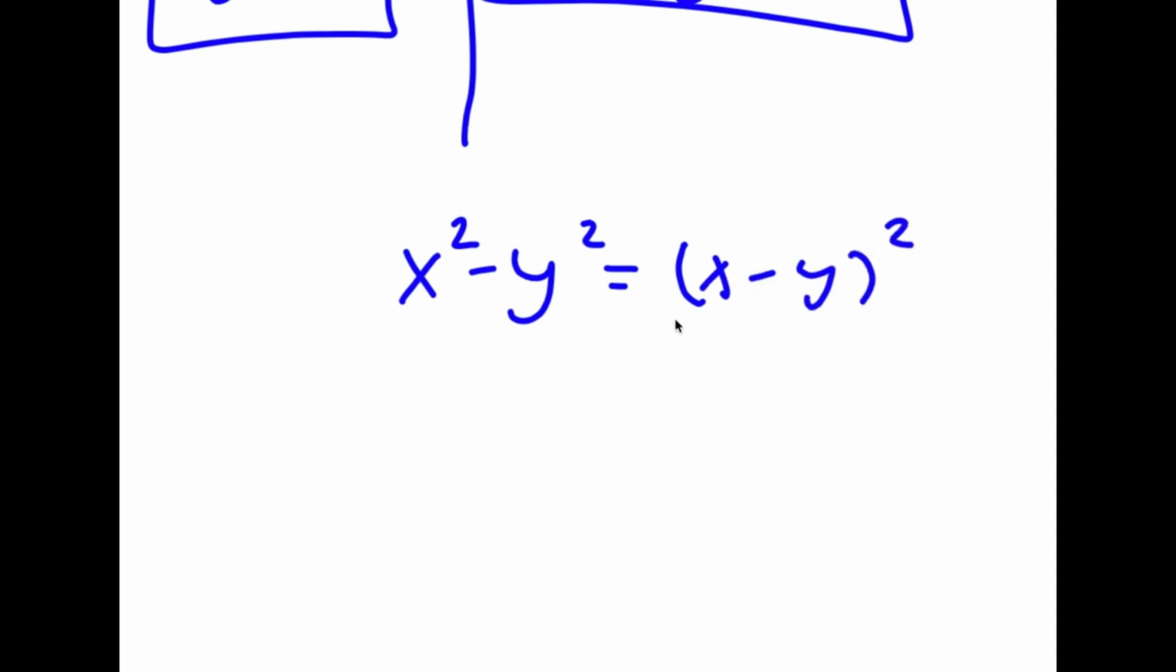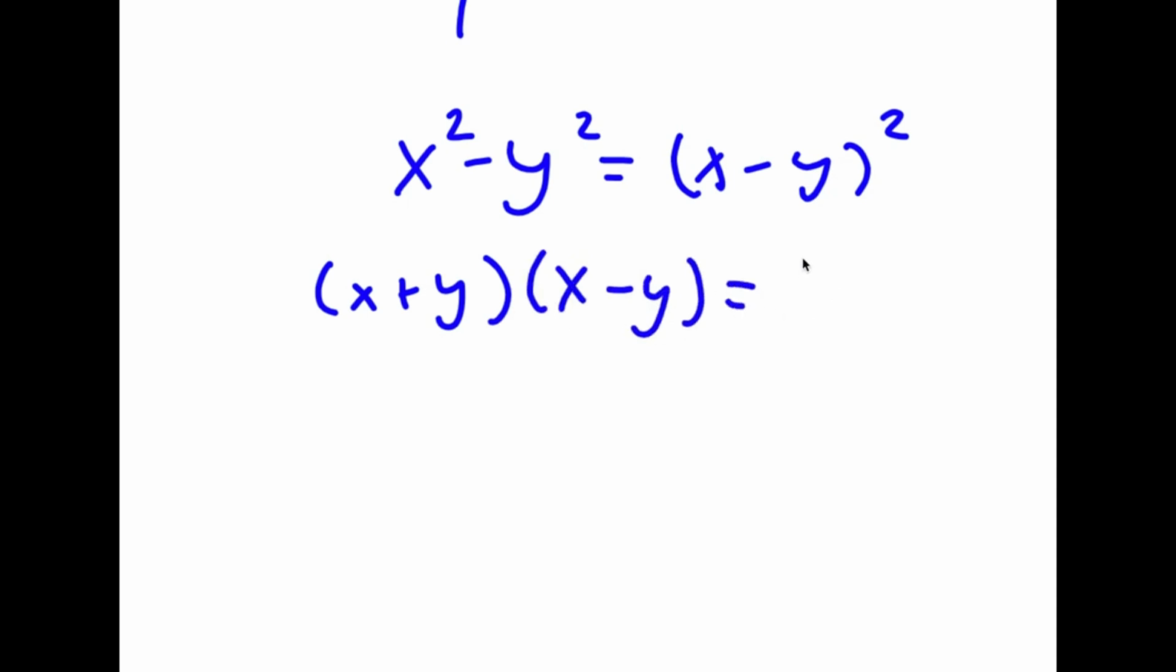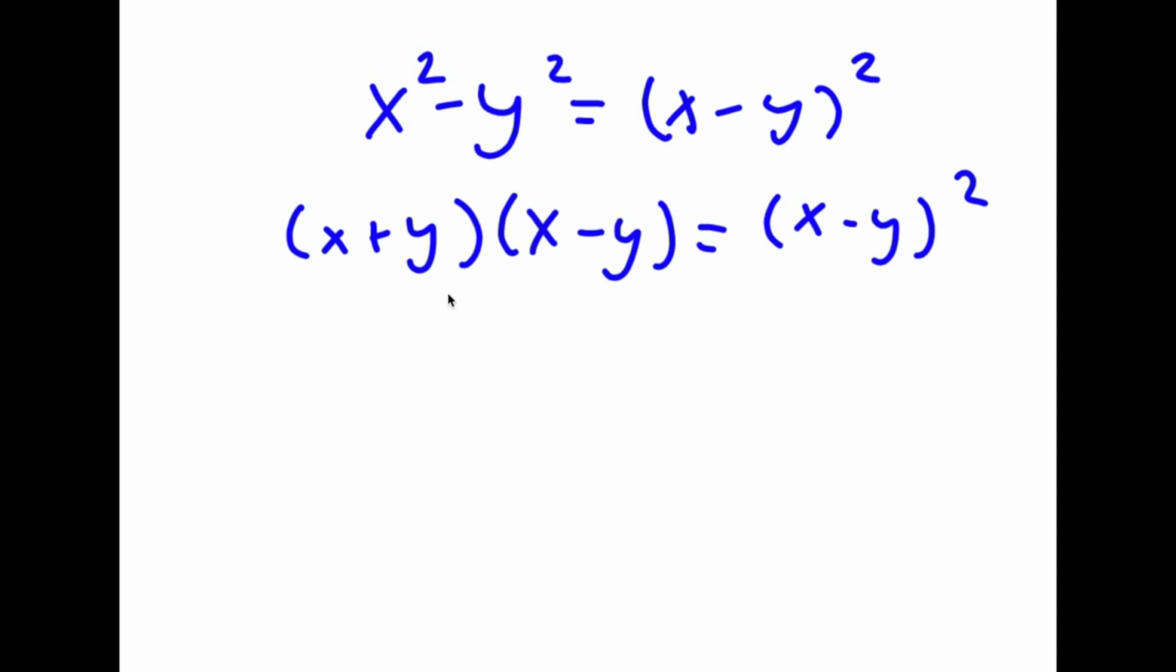Now, I have another method of solving this. I have x squared minus y squared is equal to x minus y squared. So now I'm going to rewrite x squared minus y squared as x plus y times x minus y. And now I'm going to divide both sides by x minus y.